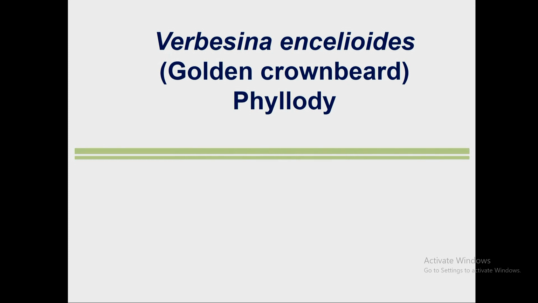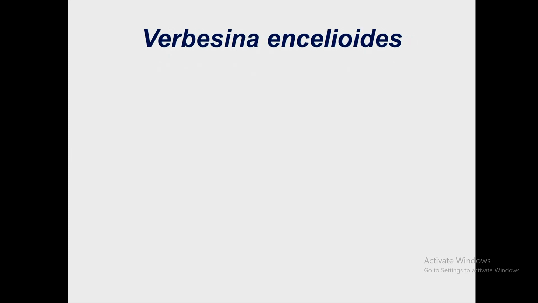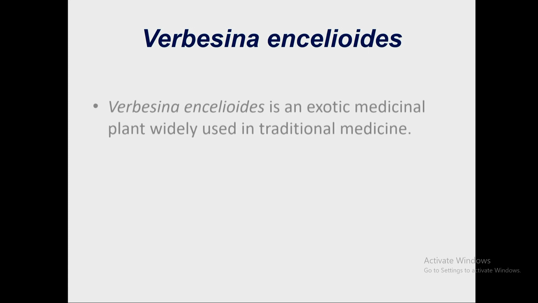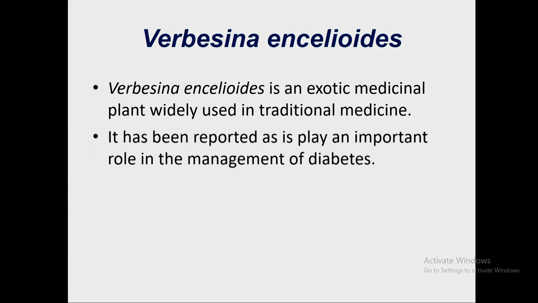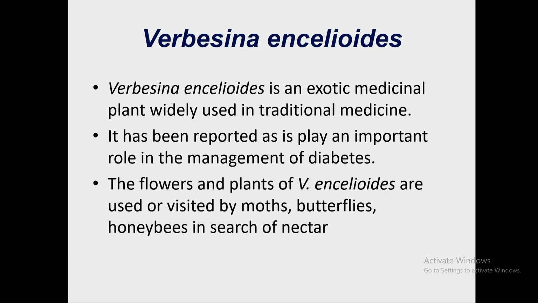During last year, in one of our surveys, we found Fabricia eclodesis infected with phytoplasma phyllody. Actually, this plant is used in traditional medicine, especially in India. And also, some studies from India said it is used for diabetes. The flower and plant are visited by honeybees for nectar collection and also by other insects like moths and butterflies.